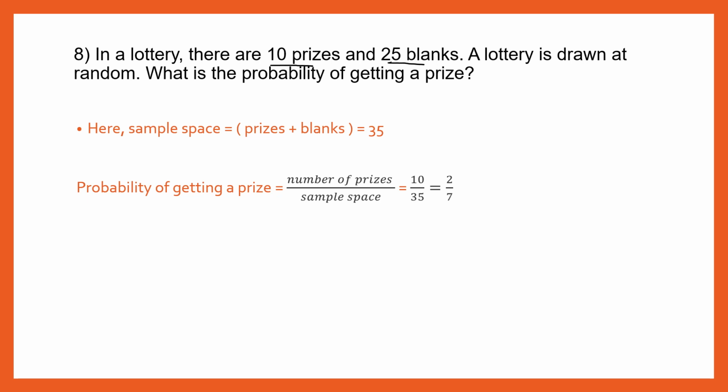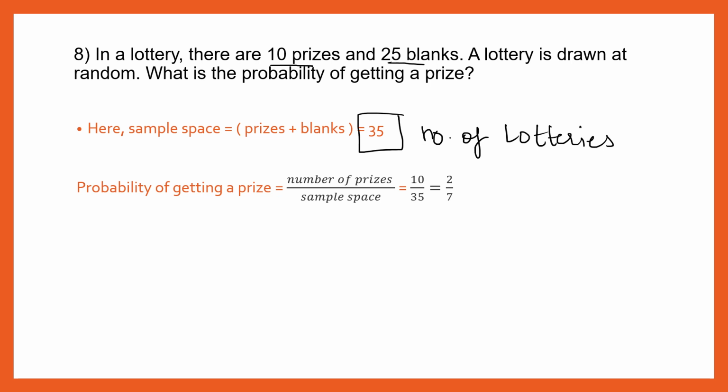So the sample space would be what? How many total lotteries do we have? 10 for prizes as well as 25 for blanks, which is 35. This is the number of lotteries, which is my sample space, prizes as well as the blanks.